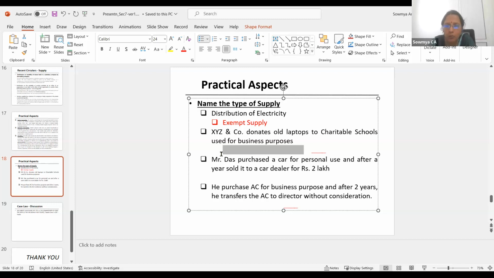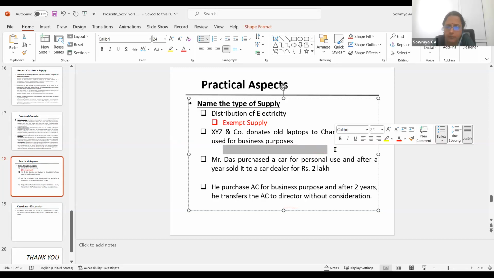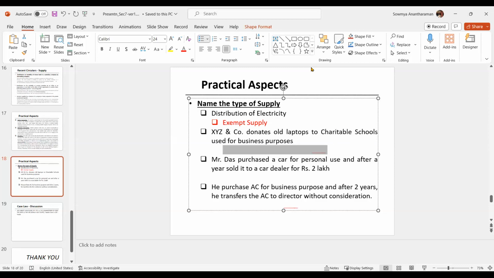XYZ donates old laptops, which were used for business purposes, to charitable schools. Will it be a supply? Ma'am, even when we talk about the earlier donations, sometimes when these laptops are donated or contributions happen from companies, the name of the company is displayed somewhere. Then that being the case, it comes under sponsorship services and not mere donations.